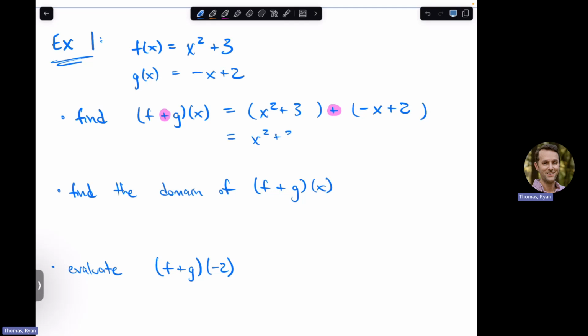So again, parentheses aren't really doing anything here for addition. Like terms: x squared minus x plus 5. Okay, everybody good with that? Yeah, okay. What about the domain of f plus g?